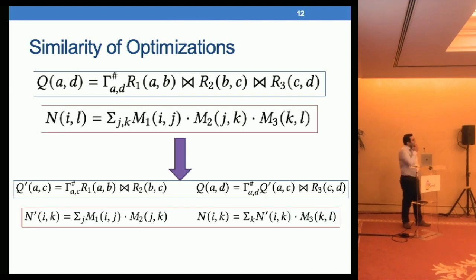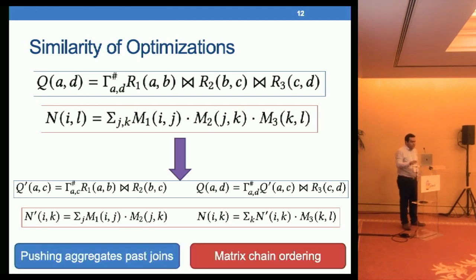And in the linear algebra world, we realize that there is a similar optimization. Whenever we are multiplying three matrices, rather than writing a nested loop which directly tries to multiply the three matrices together, we can instead first multiply two of the matrices and then multiply the result with the other matrix. So this optimization in the database world is known as pushing aggregates past joins. And in the linear algebra world, it is known as matrix chain ordering.